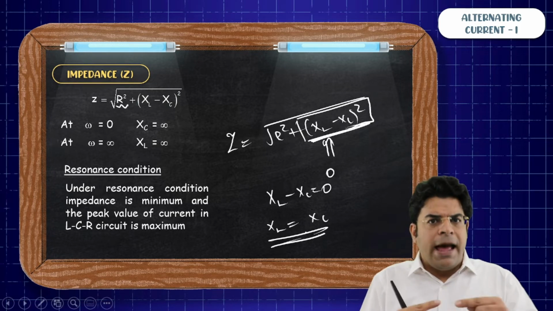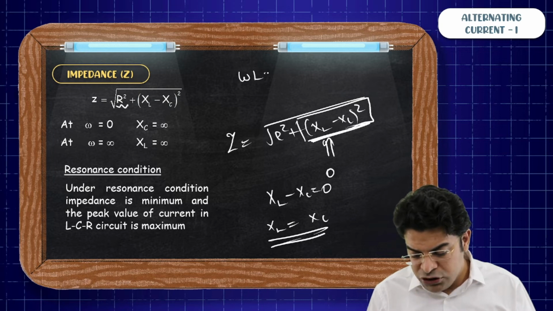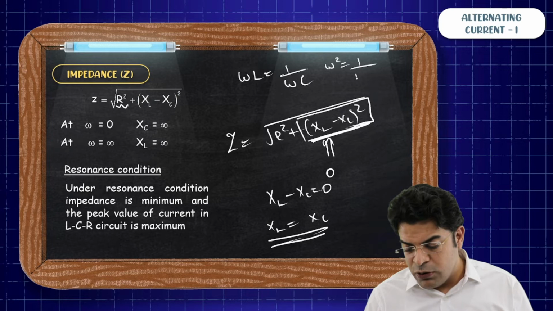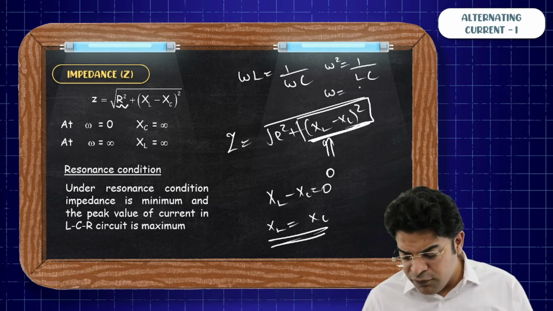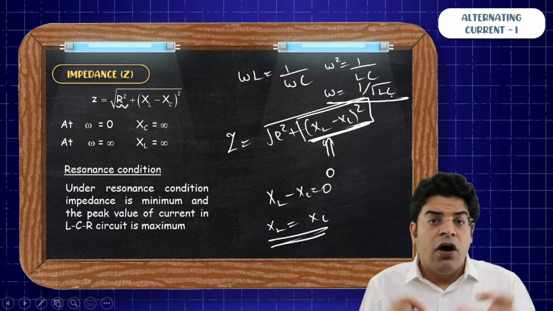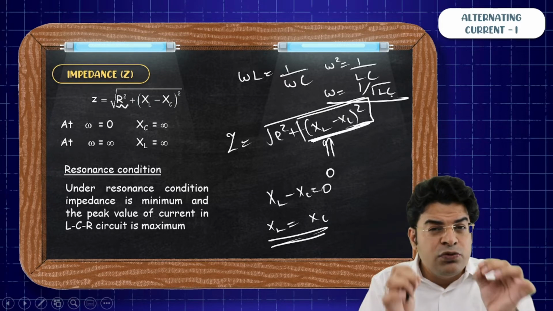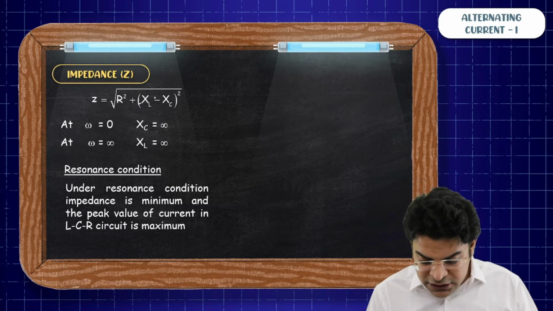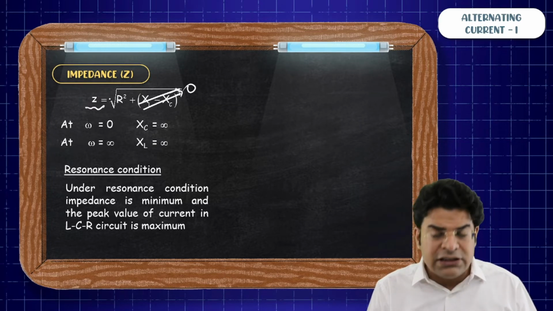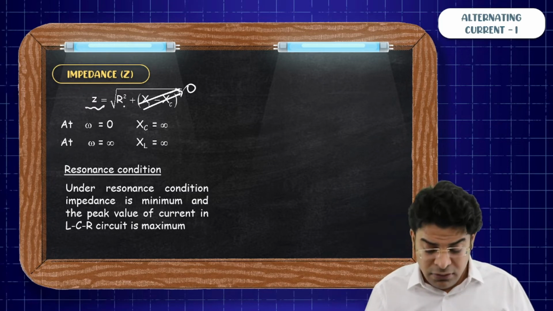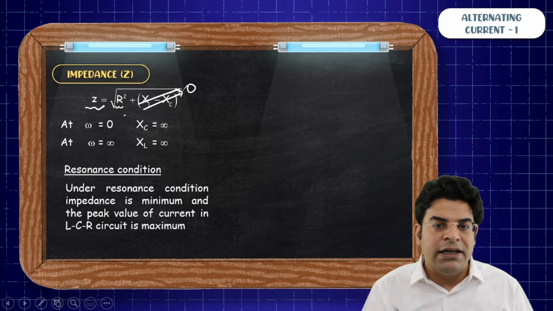For this to happen, omega L should be equal to 1 by omega C, or omega square should be equal to 1 by LC, or the angular frequency has to be 1 by root LC. So when the angular frequency of the series LCR circuit is 1 by root LC, then XL becomes equal to XC and this whole part becomes 0 and the impedance comes out to be minimum, and this minimum value of impedance is nothing but R. Under root of R square is R.